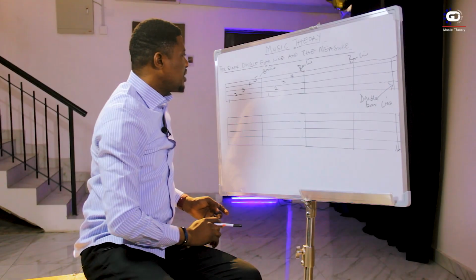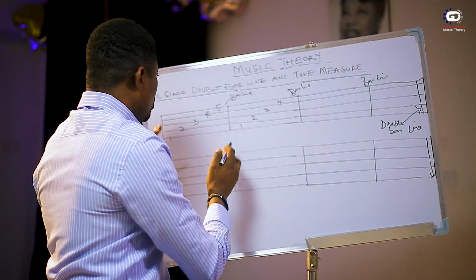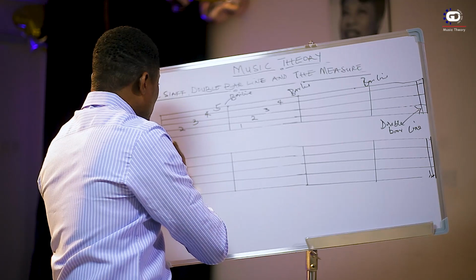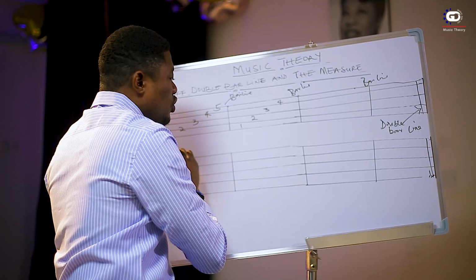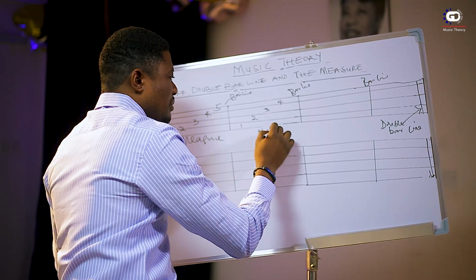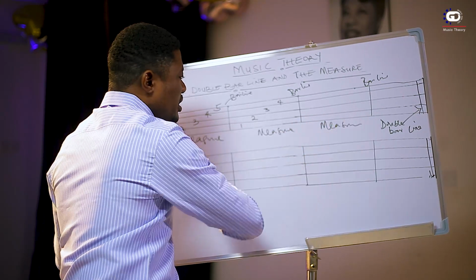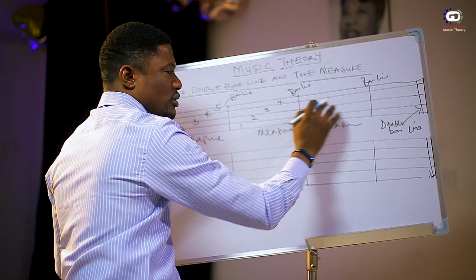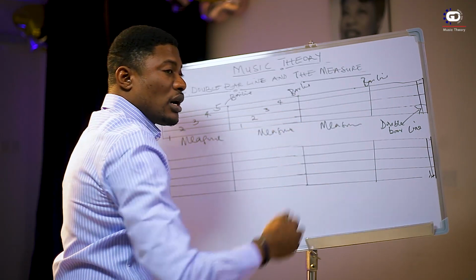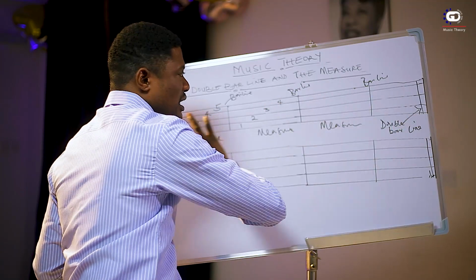The last thing you want to know here is the measure. The measure is a combination of bar lines. So from one bar line to another bar line gives you a measure. From one bar line to another bar line is another measure. So on this staff, already you have 4 measures. Measure 1, measure 2, measure 3, measure 4. Another name you can call the measure is a bar. So this is a bar, a bar, a bar, and a bar. So there are 4 bars here.